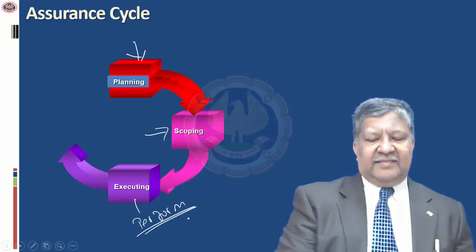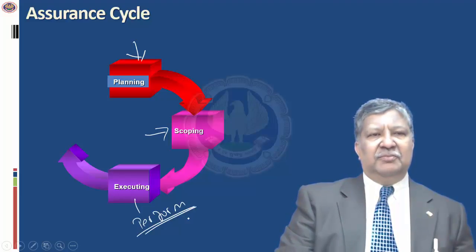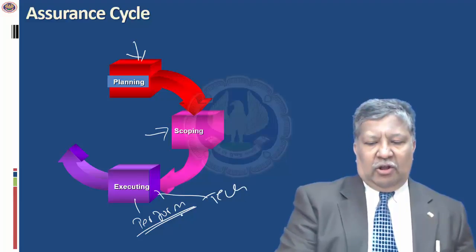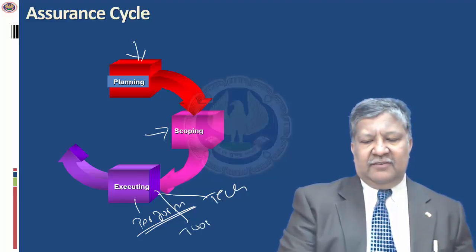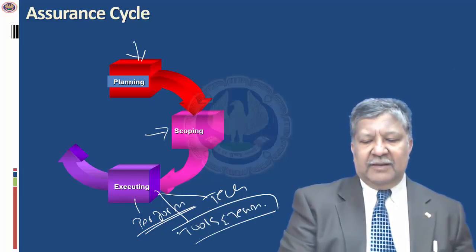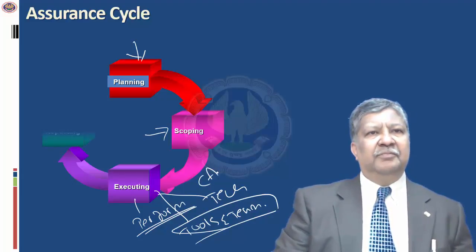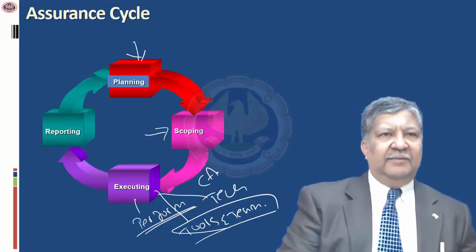And this is where the key distinction is. In the case of information system assignments, we are not only looking at the technology environment, we'll also use the technology itself, by using the right tools and techniques for the purpose of doing the audit. And this is the important skill gap where the CAs and CA students have to equip themselves. And the final part is reporting.